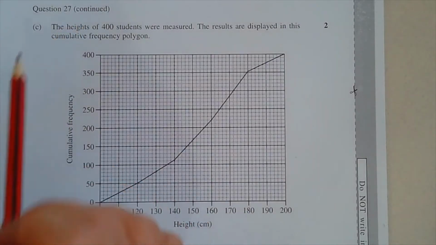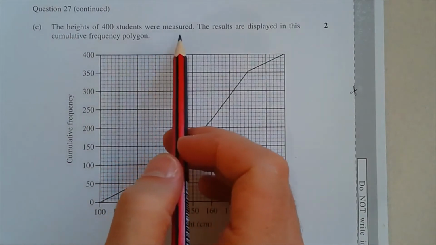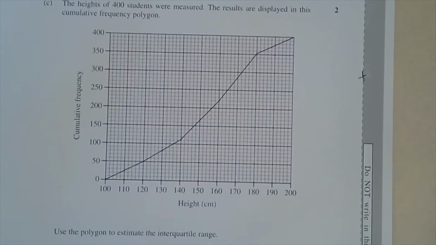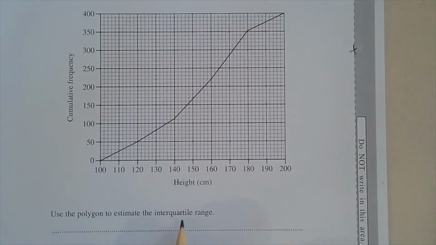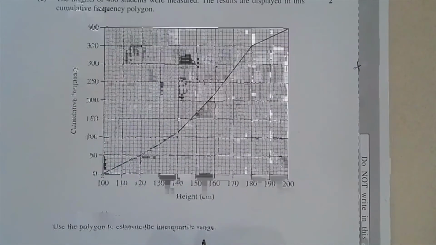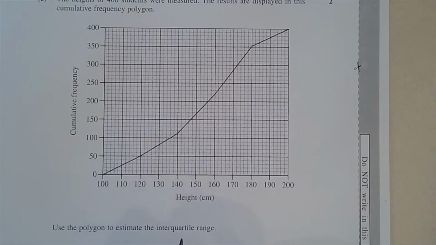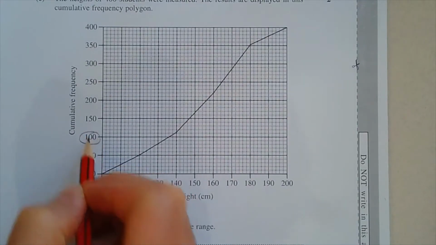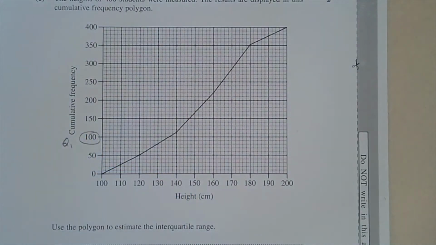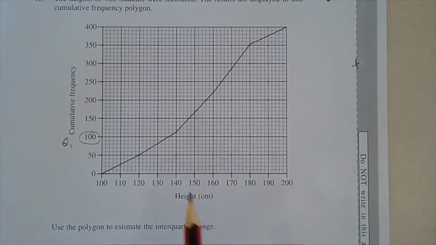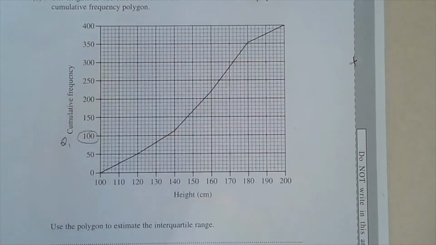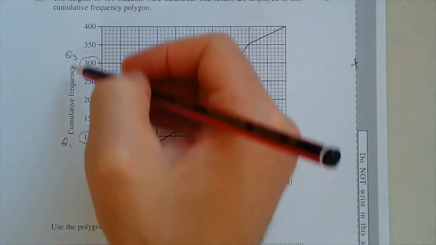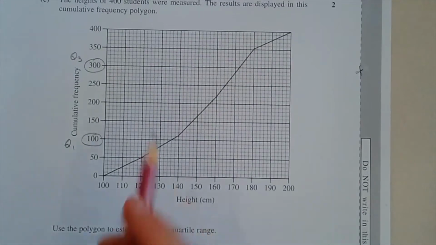Question 27C. The heights of 400 students were measured. The results are displayed in this cumulative frequency polygon. Use the polygon to estimate the interquartile range. So let's work out where the first quartile, or the lower quartile, is. That's going to be a quarter of 400, which is at 100. Okay, so that's our Q1. And we need the upper quartile, or Q3, which is 3/4 of 400, which is 300. So there's our Q3, and the interquartile range is obviously the difference between the two, and it's not 200.